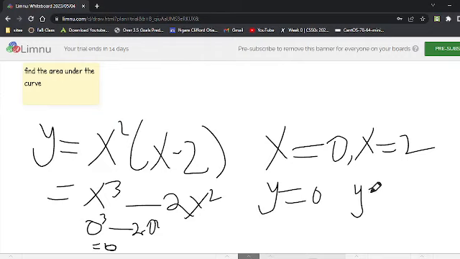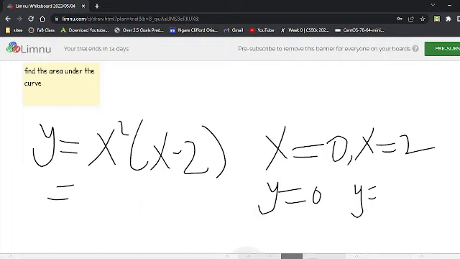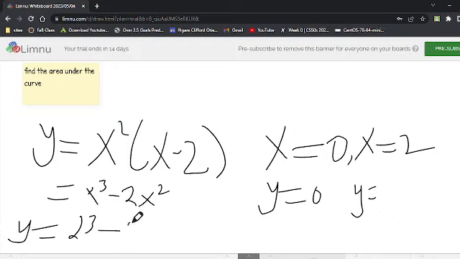Now what's the value of y when x is equal to 2? When x is equal to 2, you come here. Our initial value was x cubed minus 2x squared. So y is equal to 2 cubed minus 2 times 2 squared. 2 cubed is 8, minus 2 squared is 4, times 2 is 8. So the value of y is equal to 0 when x is equal to 2.